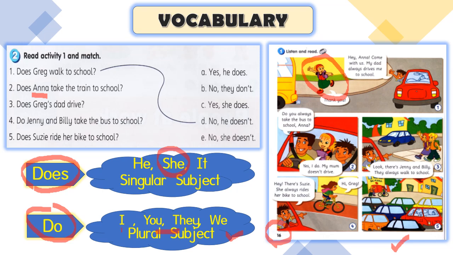Anna doesn't take the trains to school. So you will say, no, she doesn't. So let's do it together. No, she doesn't. Very good. So let's do number 3. Does Greg's dad drive?